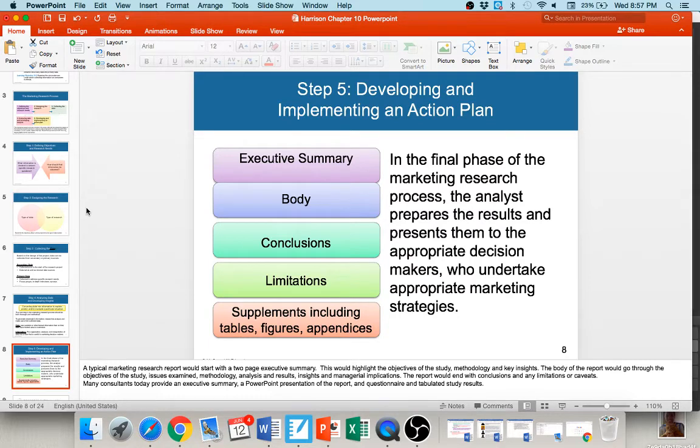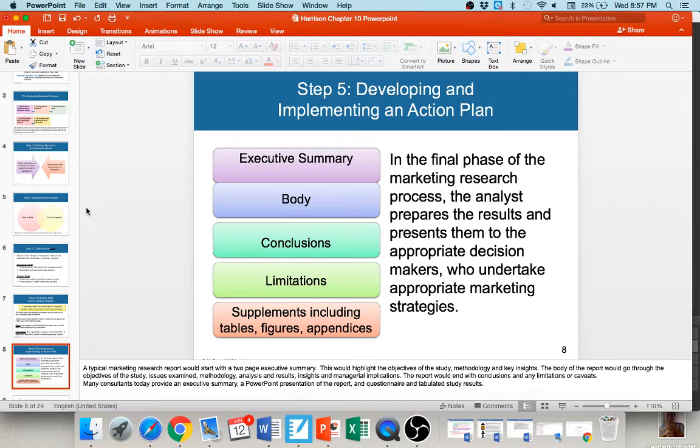And then you move into your body. The body of the report typically goes through the objectives of the study as well, the issues that are examined, other methodologies, analysis and results, and implications for managers. And then you conclude your report, usually with any kind of limitations or caveats you may have found.